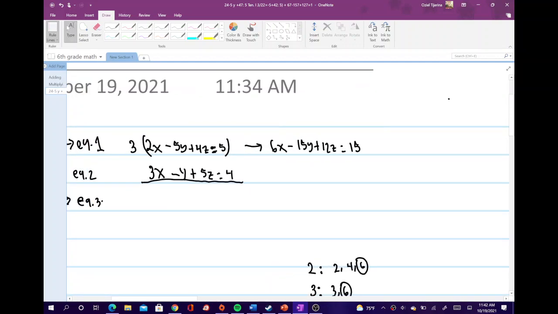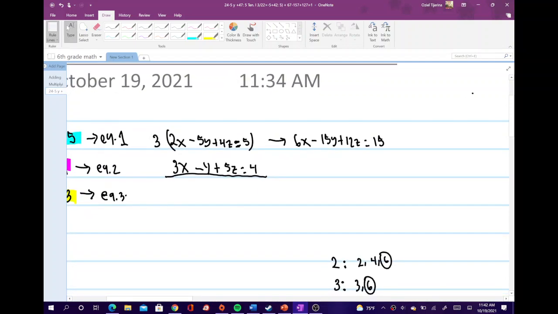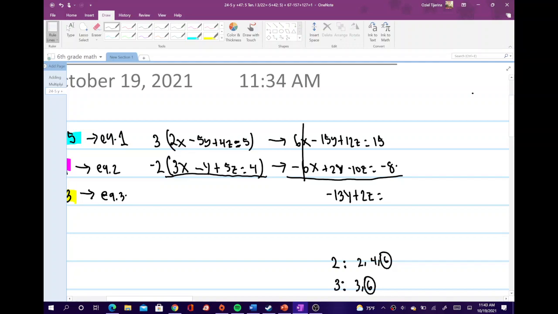So then I want to make sure that I also can eliminate my x variable. So what I'm going to do here is multiply by -2. Okay, so that gives me -6x plus 2y minus 10z, and then again I'm going to multiply the other side by -2 as well, which is going to be -8. So doing this, you notice that the x cancels out, which is exactly what I want. We do -15y plus 2y, it's -13y. 12z minus 10z is just 2z, but you're going to put plus 2z because it's an equation. And then 15 minus 8 is just 7.